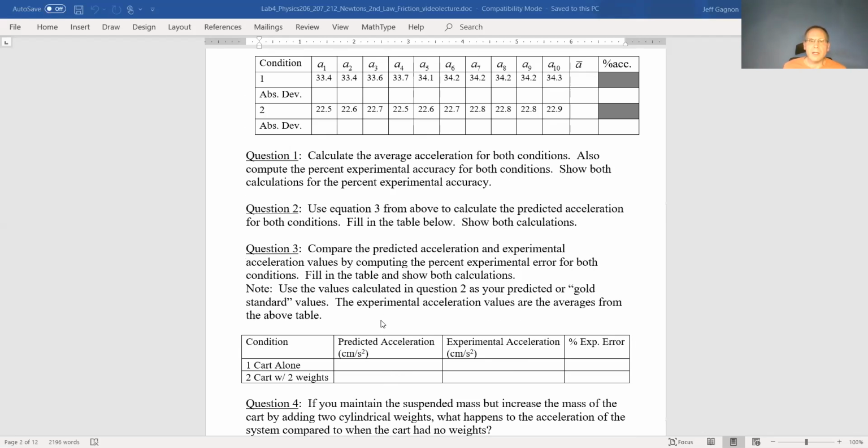And then finally, question 3 is you want to compare these two values by computing a percent experimental error. Remember, when you compute a percent experimental error, you find the difference between these two values and take the absolute value of it, and then you divide by the predicted and then times 100, right? So you're going to compare them by computing two percent experimental errors, and make sure you show me those calculations. Okay, and make sure you show me the calculations for these predicted or theoretical accelerations as well.